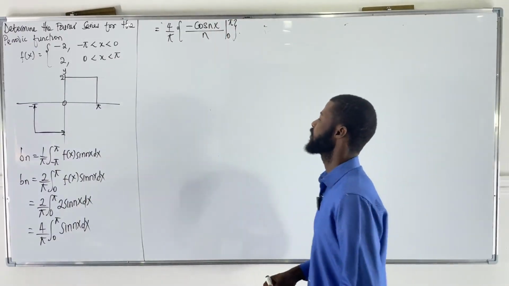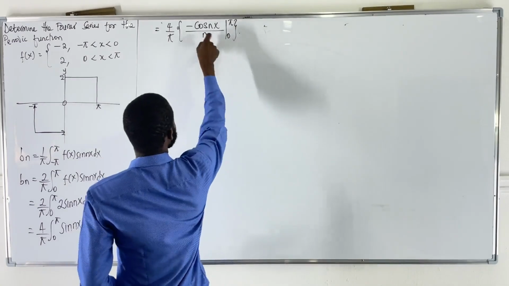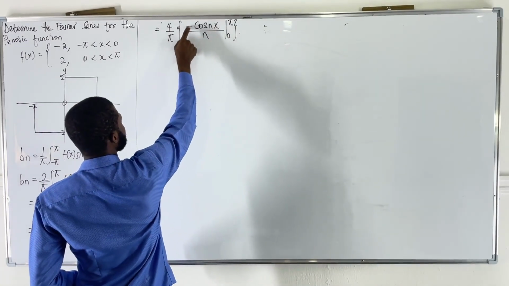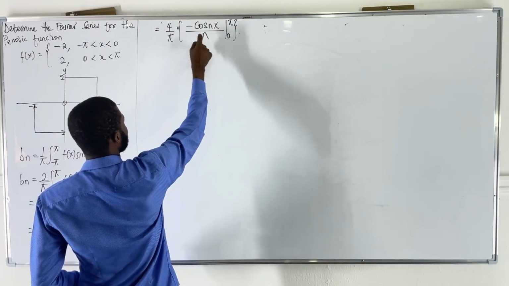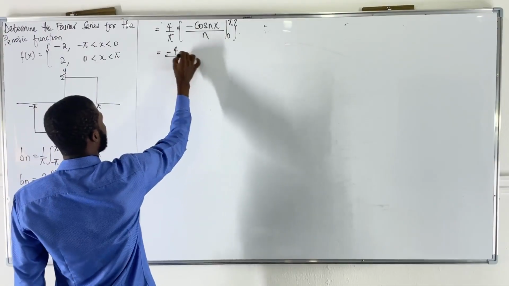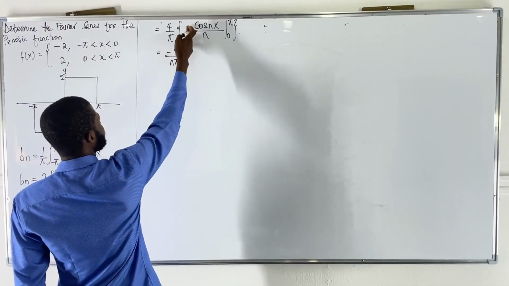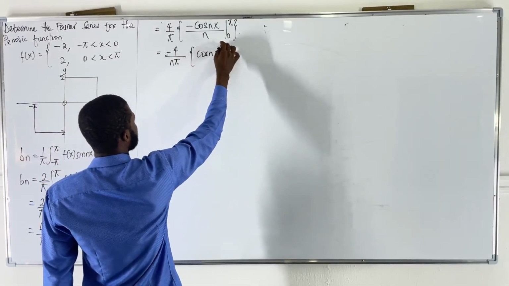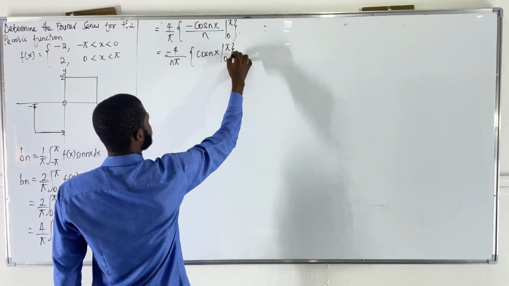Beautiful. Now, what is the constant here? Because everything is with respect to x, what's the constant? The constant will be minus and this n. So let's bring out the minus. Let's bring out the n. So this will be minus 4 over n pi. So the minus is outside, the n is outside. And then cos nx from 0 to pi.